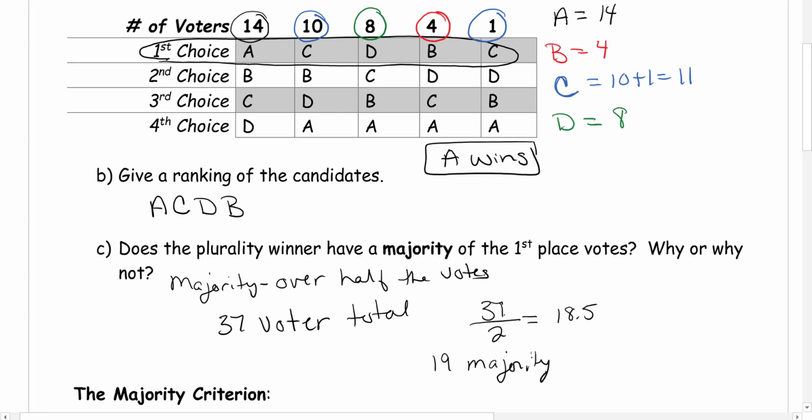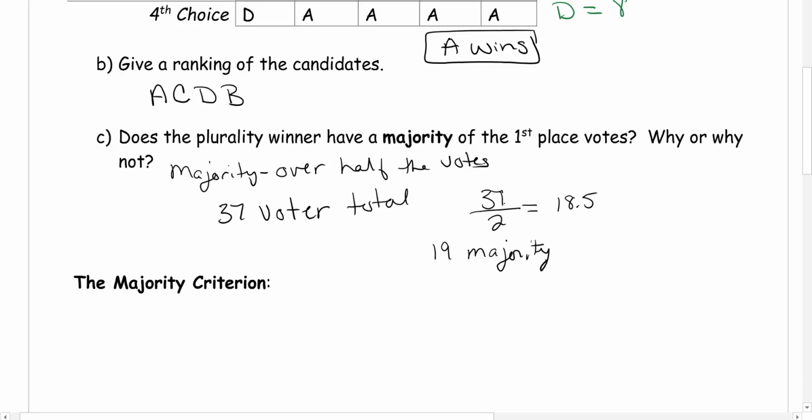Majority means you have more than half of all of the votes. Like I said, if you have 20 total voters, then 20 divided by 2 is 10, but you need more than half, so you would add 1, and the majority would be 11. Does the winner have the majority of the first place votes? And the answer is no. A had 14 votes, but the majority is 19 votes.